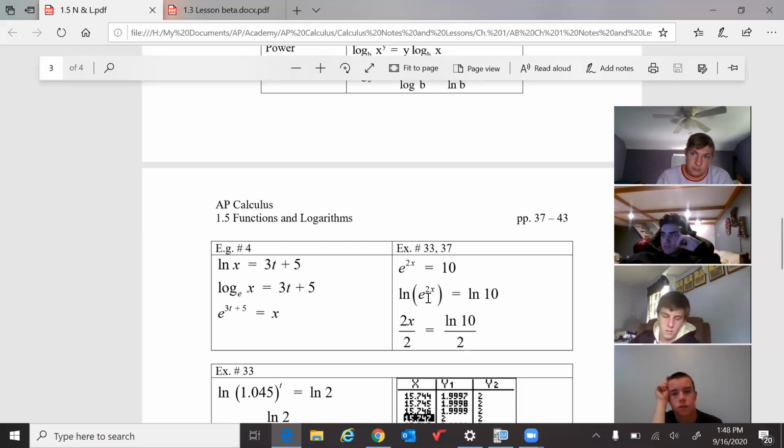This is saying ln, log base e. What exponent do you raise E to? E to the right side equals E to the 2x. So it's 2x. So 2x equals ln 10. Divide both sides by 2, and you've got x by itself.